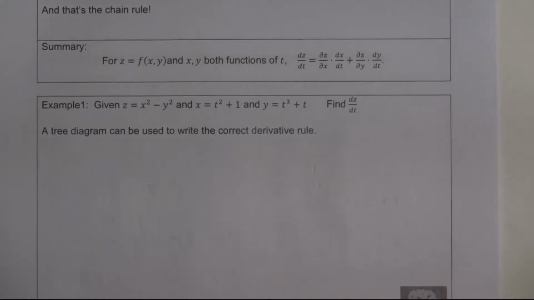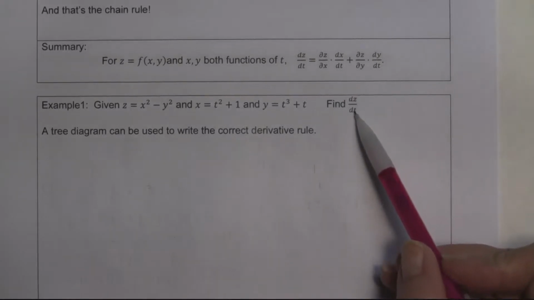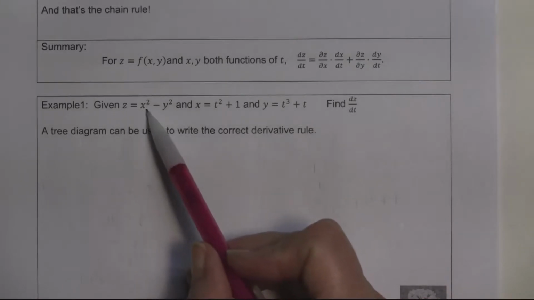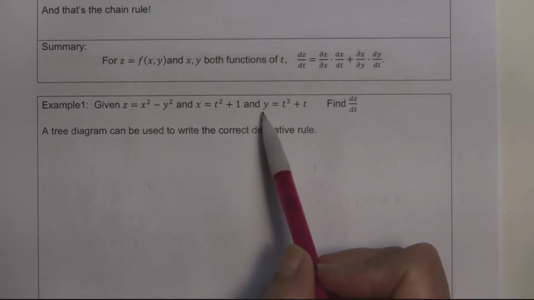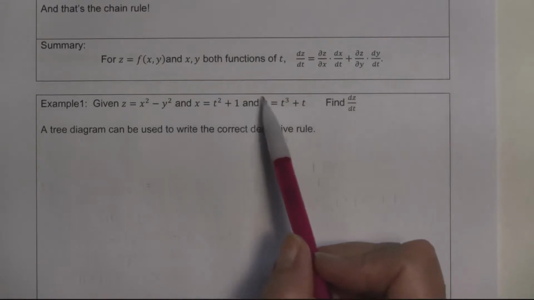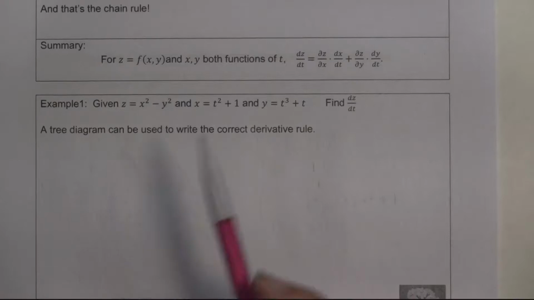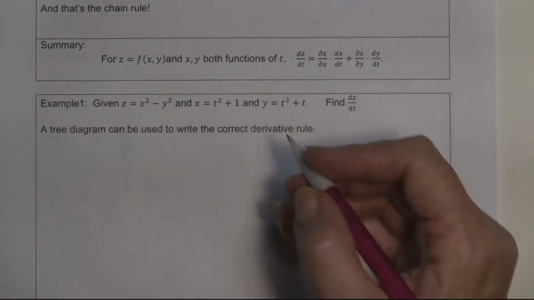If you were just given this question and you hadn't studied anything else, and they're asking you to find dz/dt, the natural response would be to look here: we have z, we have x and y, and they tell us what x and y are in terms of t. The natural question is, can I just plug those in right there and then take the derivative? And the answer is yes. You can totally do that.